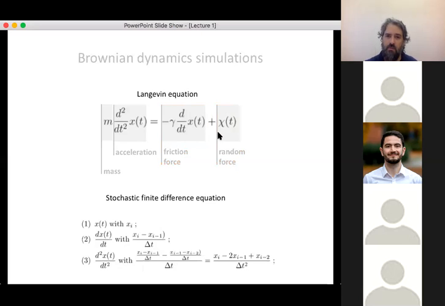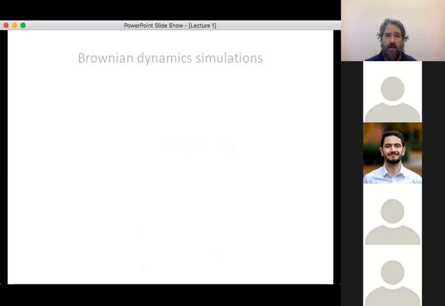The question is, what do we do with a random force? This is much more complex when we want to simulate it. I'm not going to go into the details of the mathematical derivation. You can find some of these details in the readings I gave for this class, but I want to give you a feeling for how it practically works.